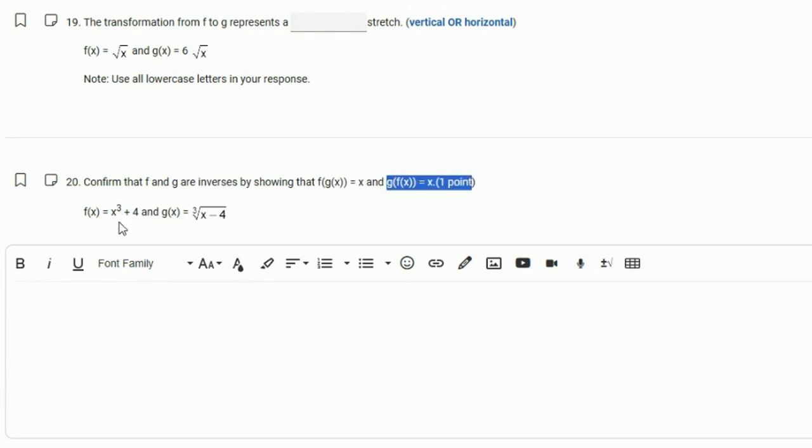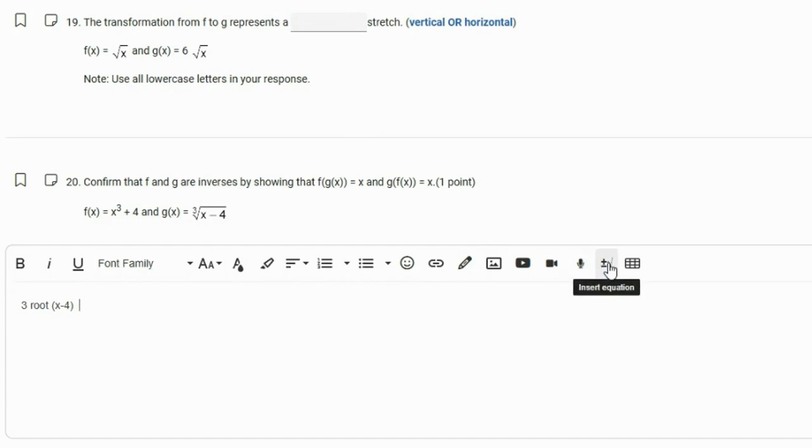And here are the two equations that we believe are inverses. Can you confirm that by doing it mathematically? And use the insert equation button. Again, if I'm doing the cube root of x minus 4, I'm not sure how you would show that. Would you do a 3 root x minus 4?